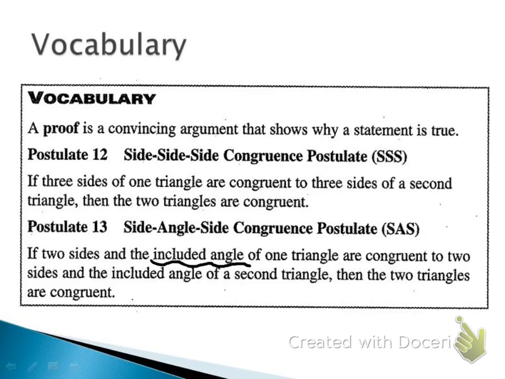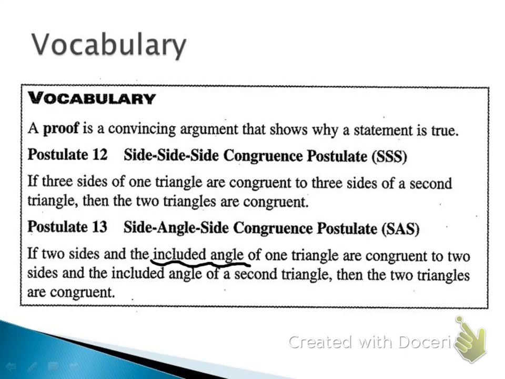So the vocabulary word for today is proof. This is what we're going to cover tomorrow. A proof is a convincing argument that shows why a statement is true. So tomorrow I'm going to give you some information and I'm going to basically say, here's what's true. Tell me how you know that it's true. And you're going to argue why that particular statement is true based on the information that you're given. But like I said, we're not getting there till tomorrow. What we're going to focus on today are the 2 postulates that are on the board, the side side side congruence postulate and the side angle side congruence postulate.